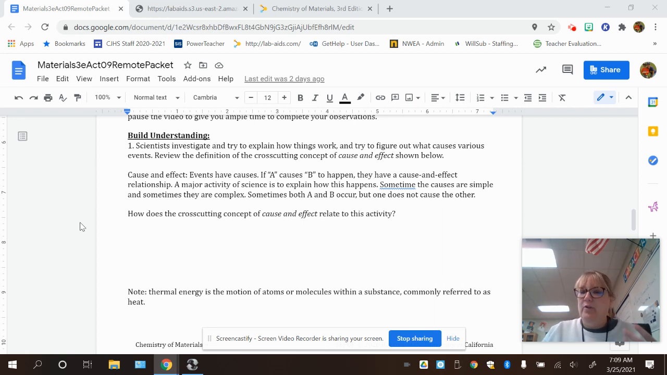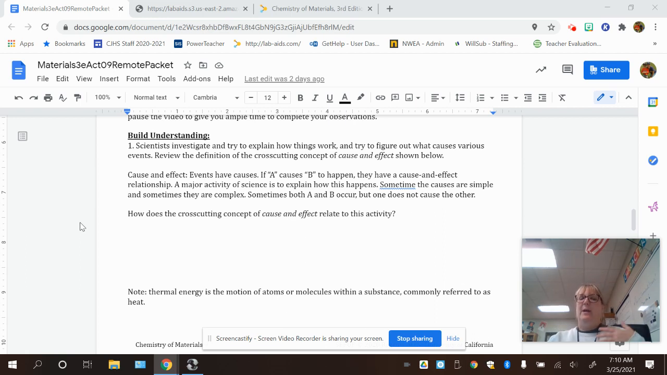And so I want you to think of it in terms of this. Events have causes, right? And if whatever you do for part A causes B to happen, then that's the type of relationship they have. It's called a cause effect relationship. So in science, one of our major goals is to explain how or why this happens.